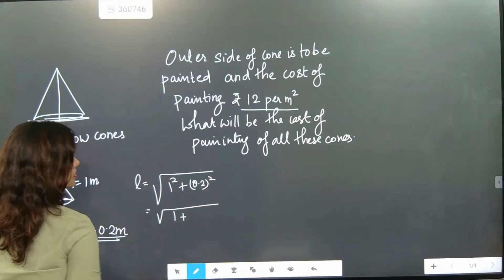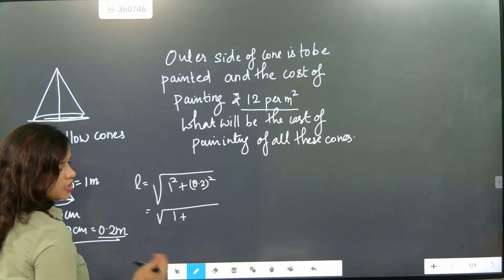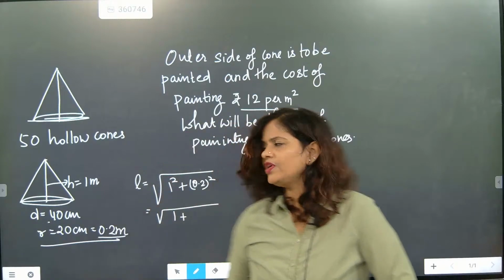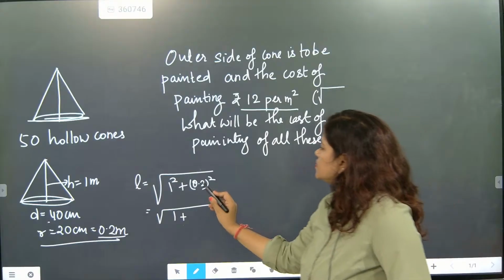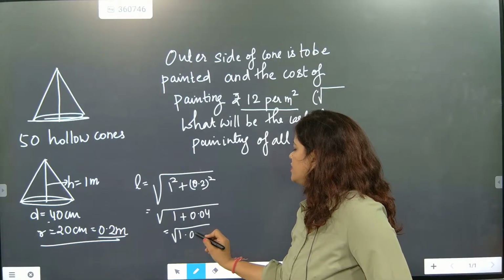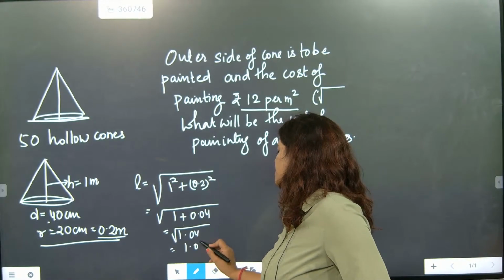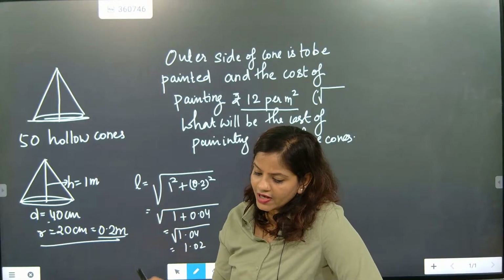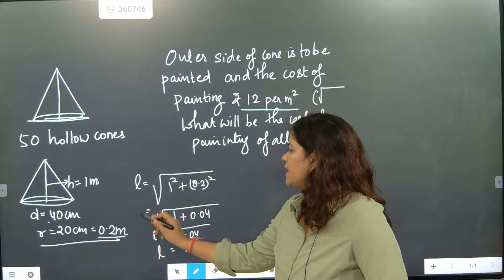So 1 plus, it is coming as how much, beta, 0.2 whole square, because they have given the values in the question. In those values they have given root under 1.04, because this one will come 0.04. So total it is coming as 1.04. So 1.04 when you are solving, it is coming as 1.02. Got it? After root 1.04 they have given the value 1.02, beta. So this is slant height.